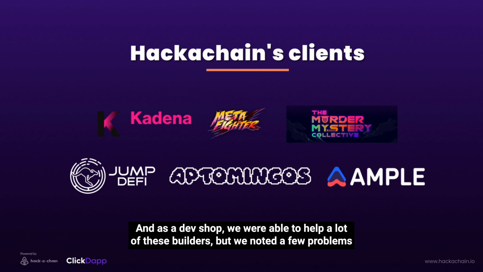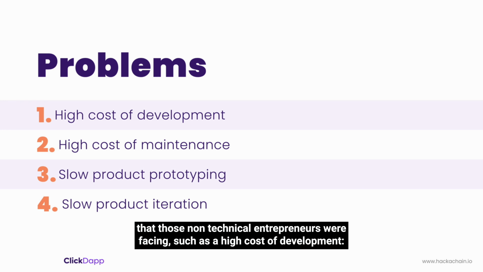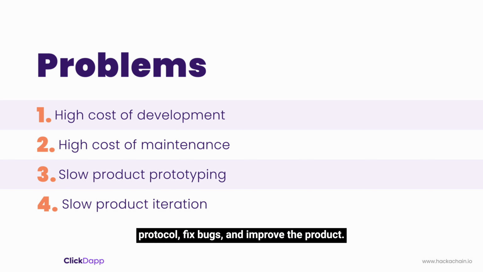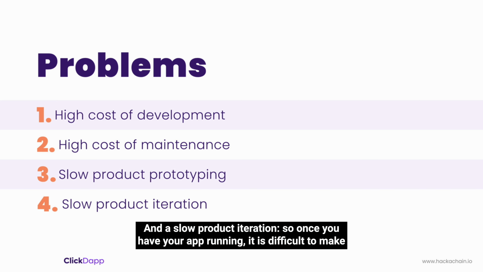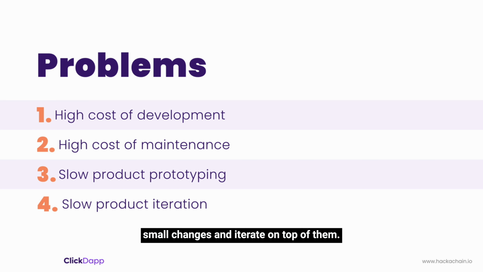And as a dev shop, we were able to help a lot of these builders, but we noticed a few problems that those non-technical entrepreneurs were facing, such as a high cost of development, smart contract developers are expensive and a scarce resource; a high cost of maintenance. So besides the cost of actually developing the product, you need a dev team to maintain the protocol, fix bugs, and improve the product; a slow product prototyping. The process of creating an application from zero takes several months, especially if you are researching and onboarding a team that can build that for you; and a slow product iteration. So once you have your app running, it is difficult to make small changes and iterate on top of them.